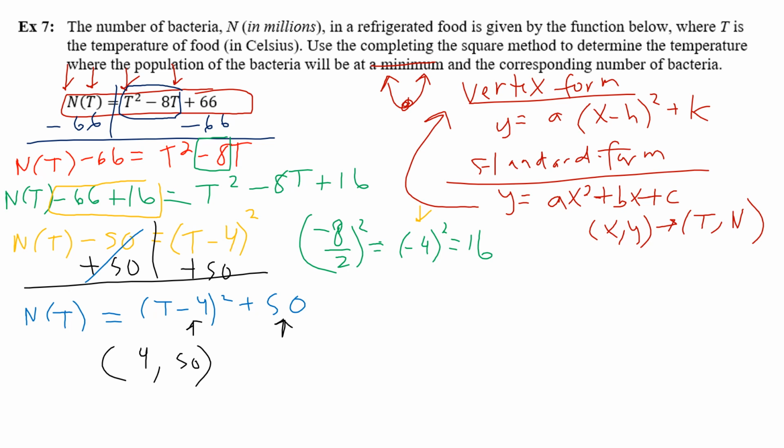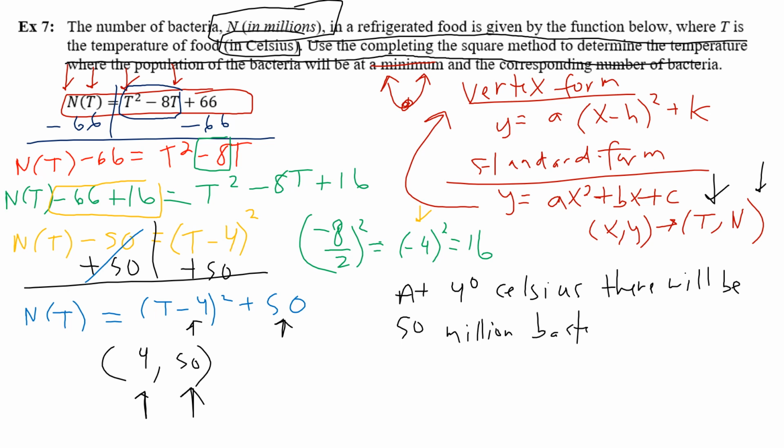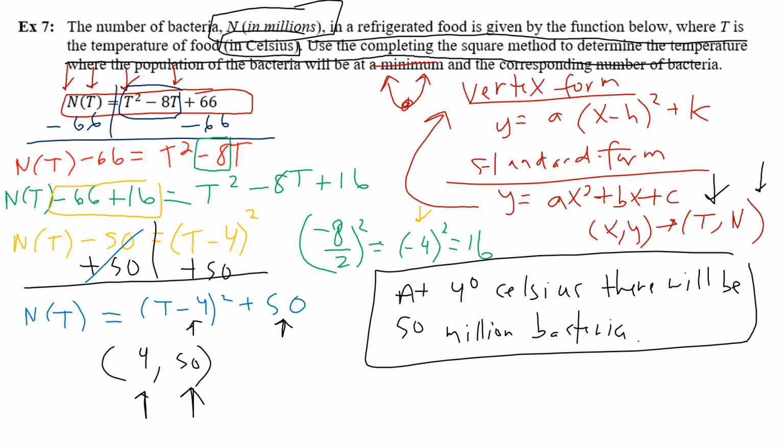But we also need to determine what that means. It says right here, use the completing the square method to determine the temperature where the population of bacteria will be at a minimum and the corresponding number of bacteria. So t was the temperature. So the temperature here is 4 degrees Celsius. And then n was the number of bacteria in millions. So at 4 degrees Celsius, there will be 50 million bacteria. So that is truly our final answer.